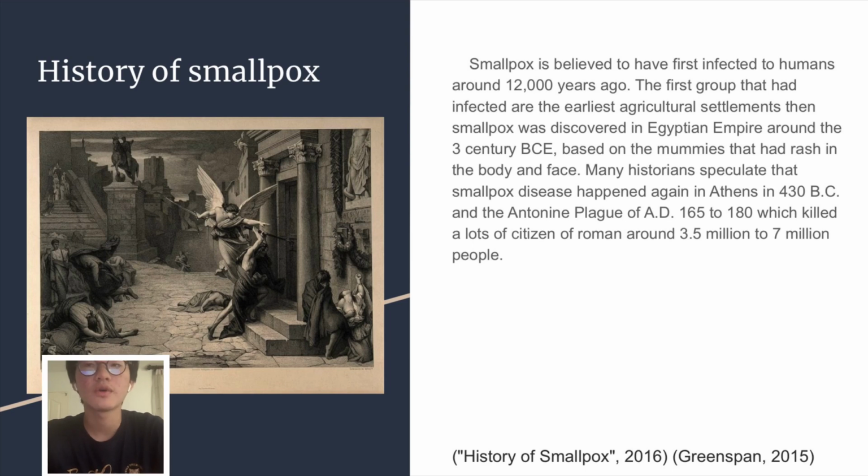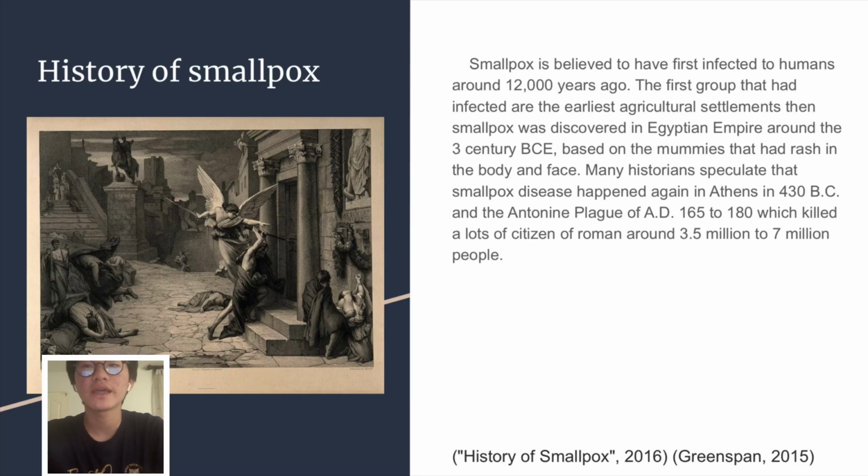The history of smallpox. Smallpox is believed to have first infected humans around 12,000 years ago. The first group that was infected was the earliest agricultural settlements. Then smallpox was found again in the Egyptian Empire around the 3rd century BCE, based on mummies that had a rash on their body and their face.